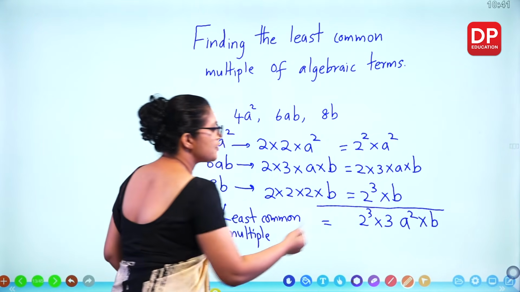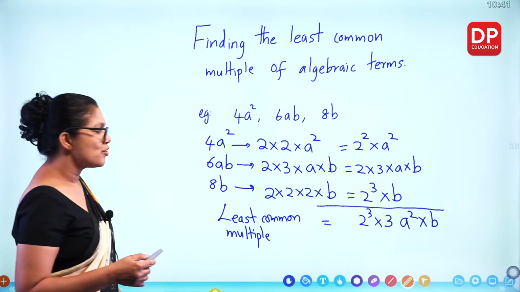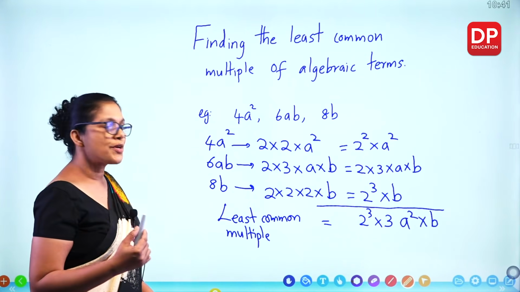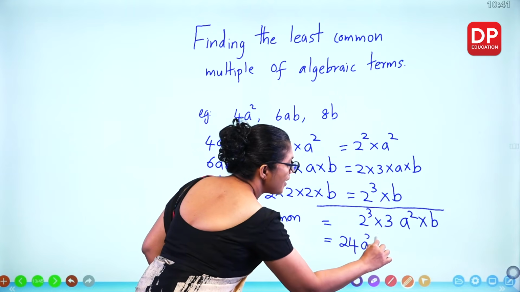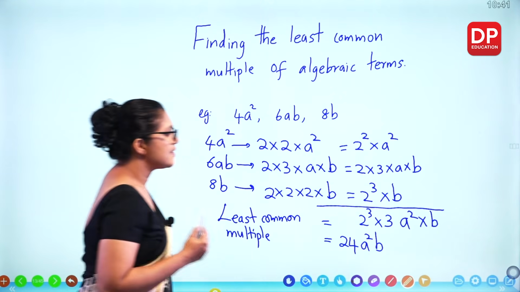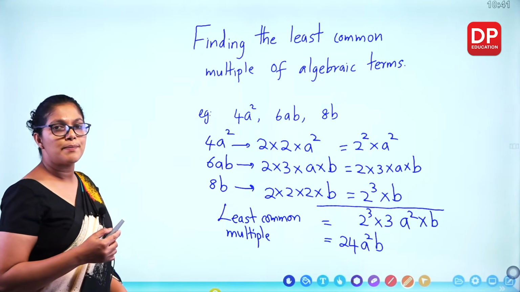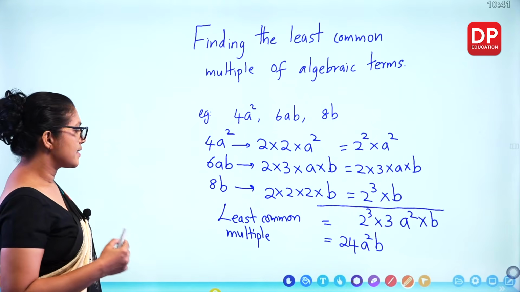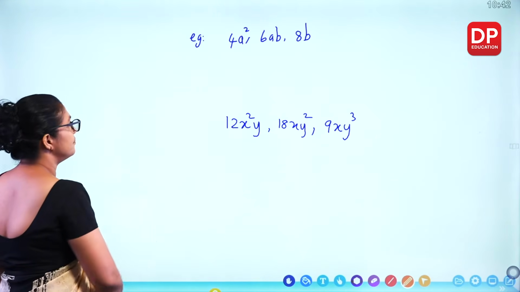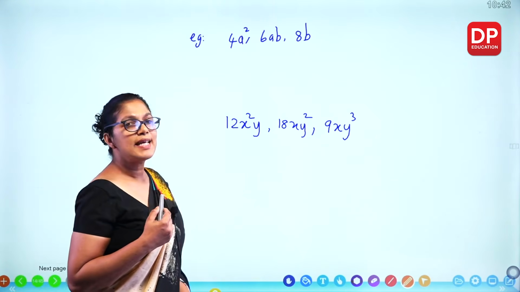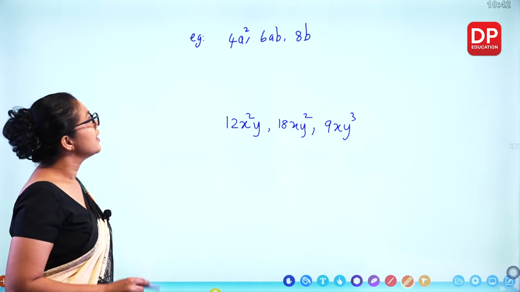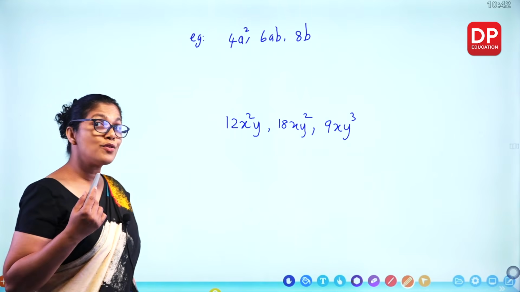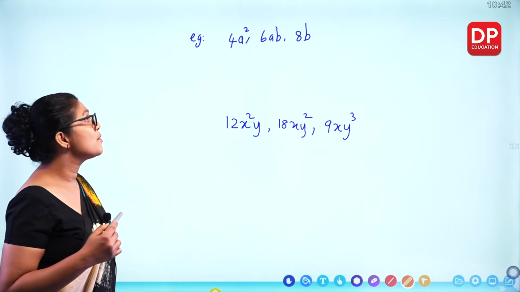So 2 to the power 3, 2 times 2 times 2, you get 8. 8 times 3, 24, a squared and b. So this is the least common multiple of an algebraic expression. Now we'll take this example 4a squared, 6ab and 8b. Okay, so here this example we'll use our method, the short method that we use.